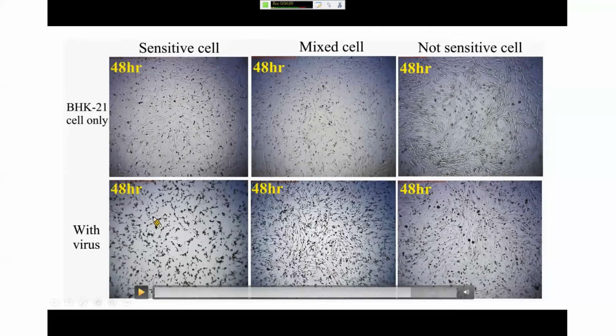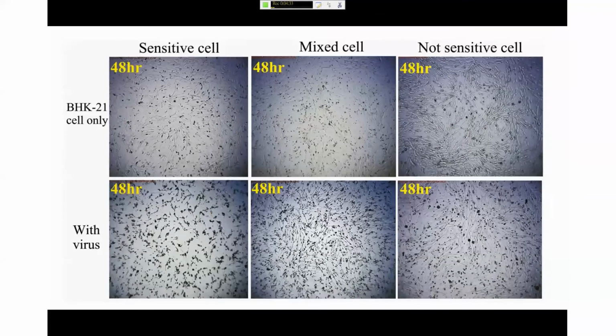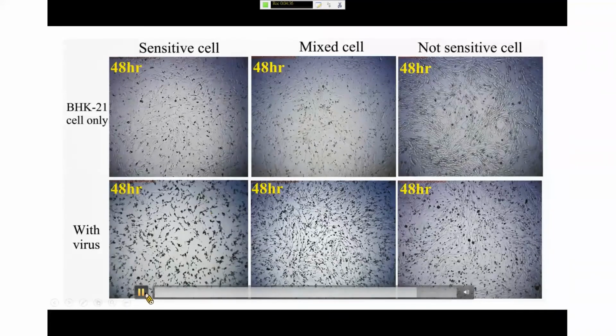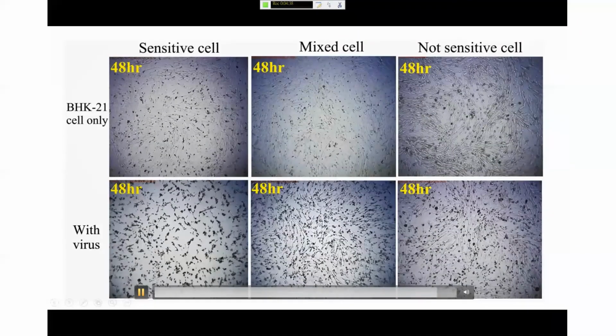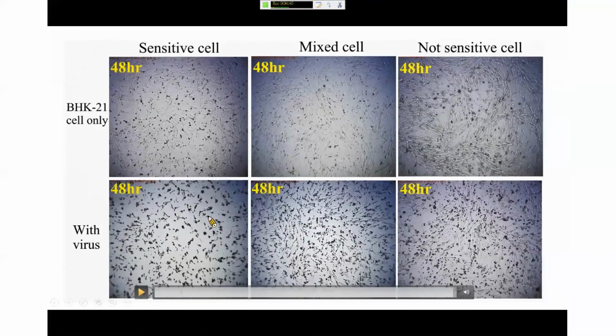And now it gets into the 48 hours. You can see the very clear difference between the three cell clones. Here, a lot of cells survive. And CPE, yes, it has CPE. Just between these two groups, this cell is very sensitive to the virus infection. And then to the final, you can see that almost all cells died in this group.